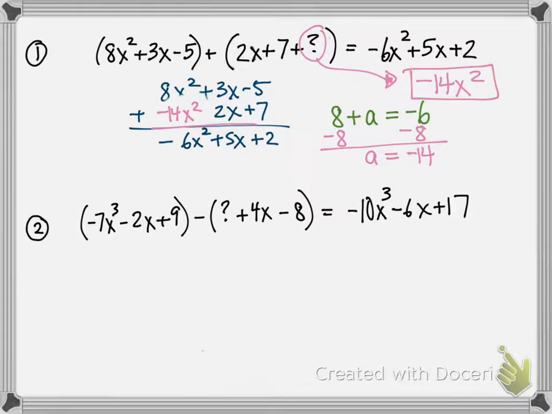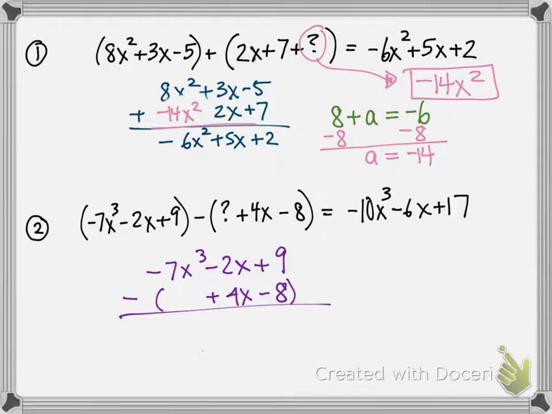For the second one, I'm going to do the same thing. I'm going to stack them. Negative 7x to the third minus 2x plus 9. And we're subtracting that from, so I know I need to put the minus sign outside parentheses. Something plus 4x's, so plus 4x would go underneath the negative 2x, and then minus 8 would go underneath the 9. When I subtract that, my answer is negative 10x to the third minus 6x plus 17.